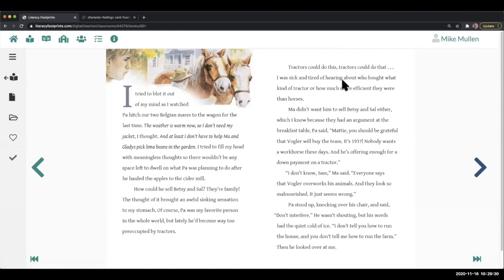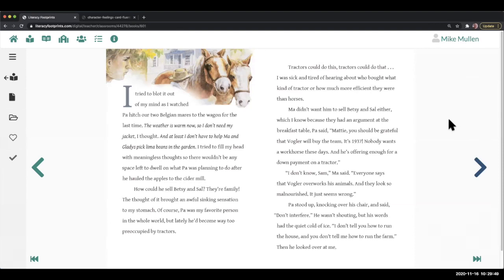Remember the word efficient. How you're able to do work in less time and at a better, higher quality. That's what it means to be efficient.